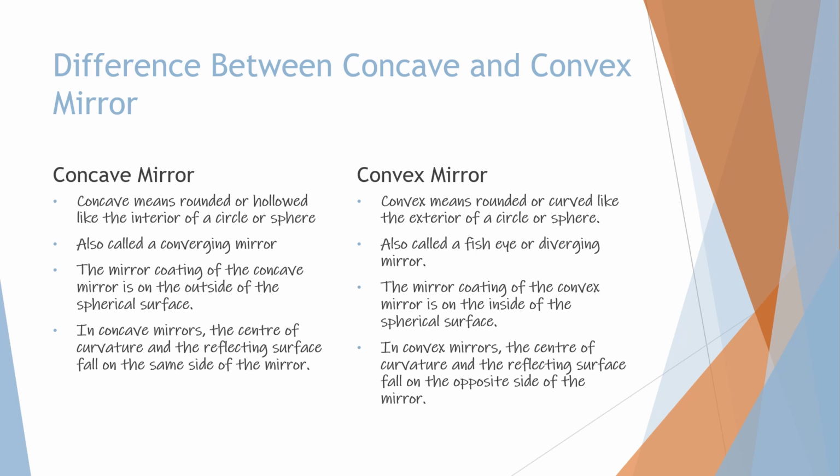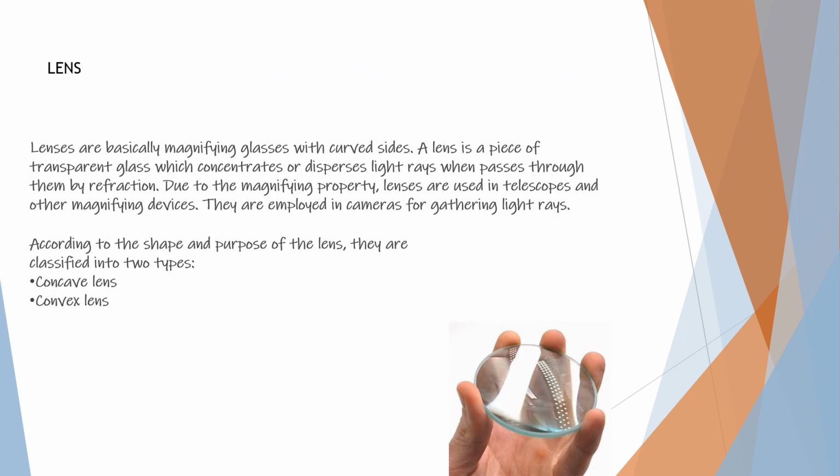So now let's move to lenses. So what are lenses? A lens is a piece of transparent material bounded by curved surface. According to the shape and purpose of the lens, they are classified into two types, concave lens and convex lens.